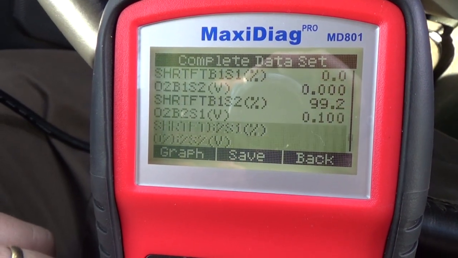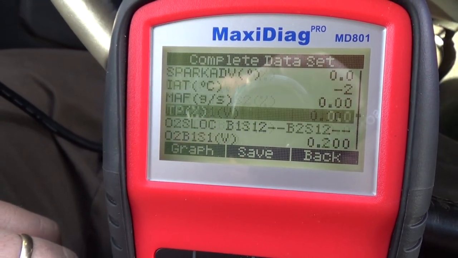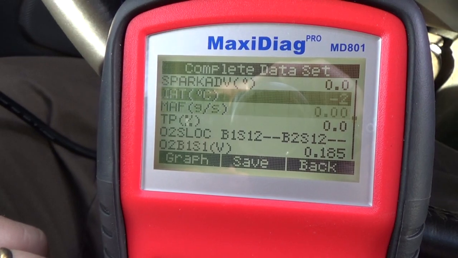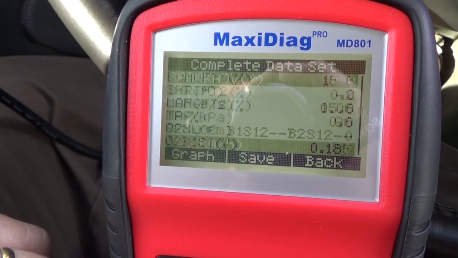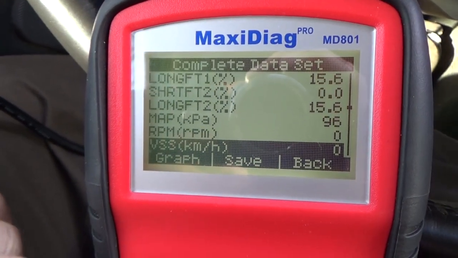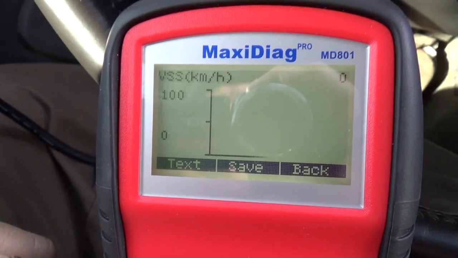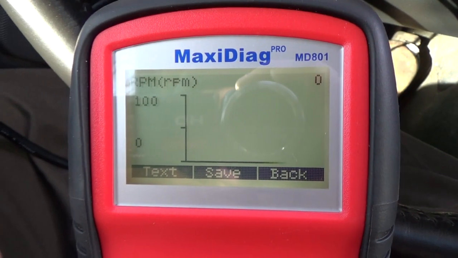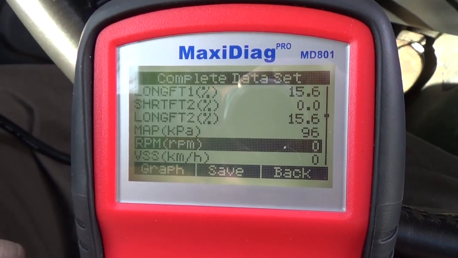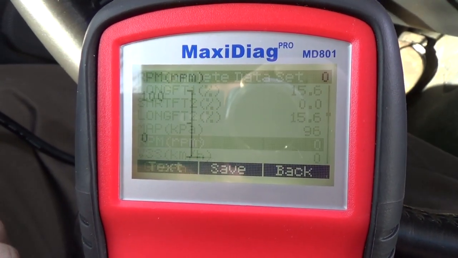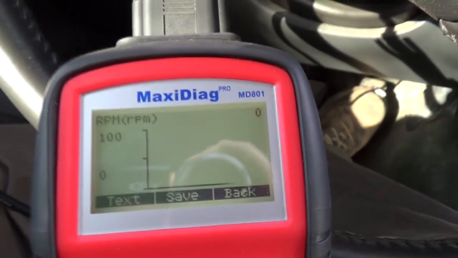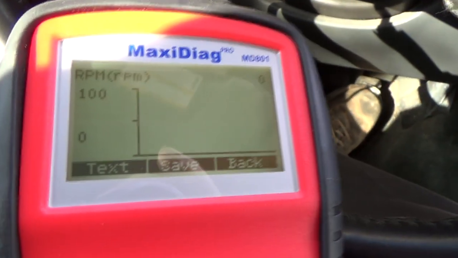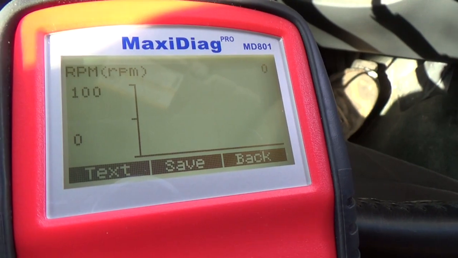Well, let's go back to the top. So we can get the RPM anyways, and we'll just kind of watch. Actually, graph, that'd be kind of cool. What's graph do? RPM graph. Okay, we're going to fire up here and see what's going to happen.